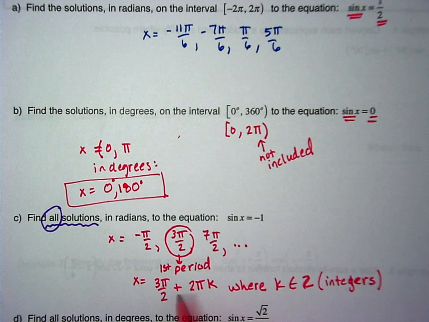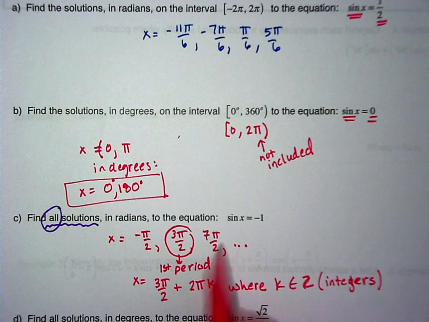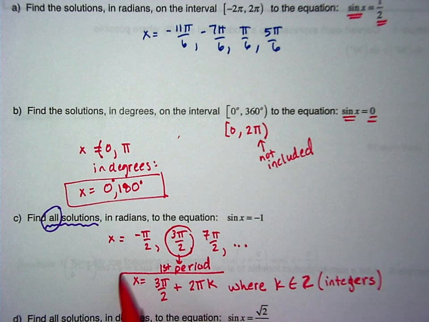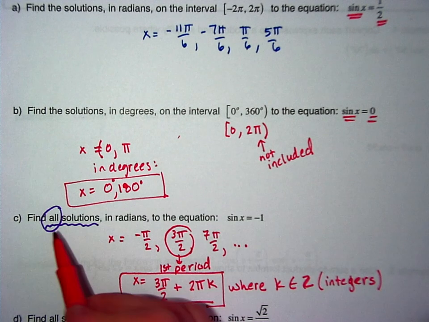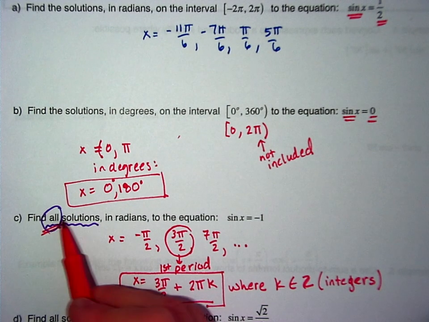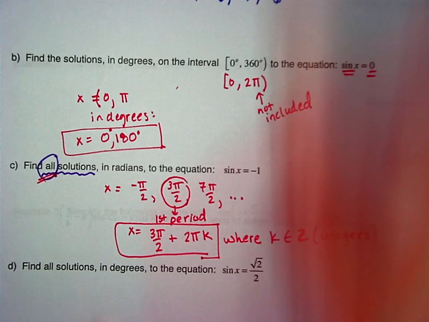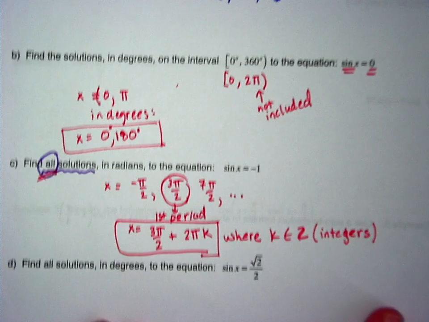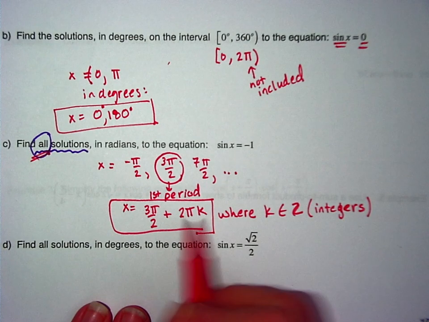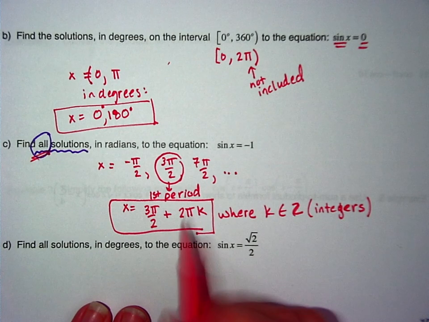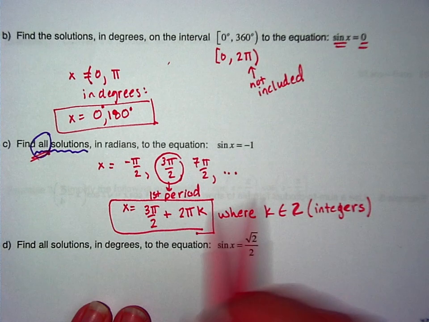So that makes sense. Integers are positive and negative, so that means I would go to positives or I would go to negatives. If I were to add 2 pi to 3 pi over 2, that gives me this first one, 7 pi over 2, add another 2 pi, add another 2 pi, etc. This will then generate all of the solutions like it asked for. Anytime it asks you for all solutions, your answers will have some sort of plus 2 pi k, plus pi k, plus something of this nature.